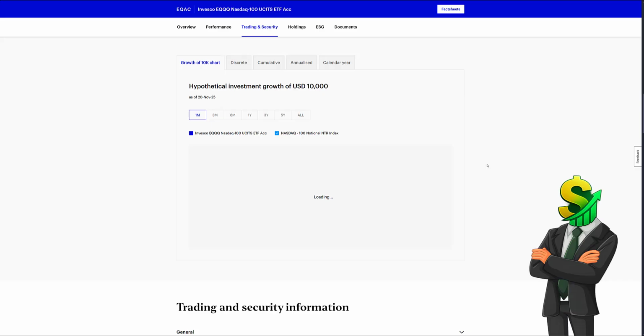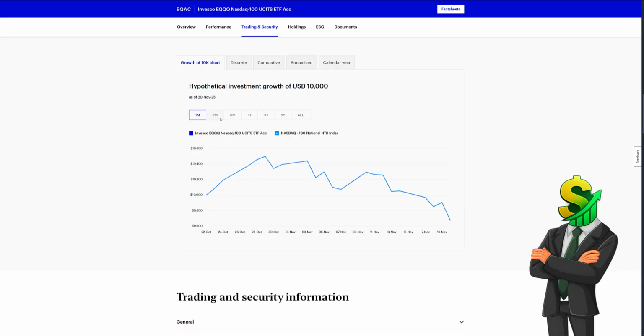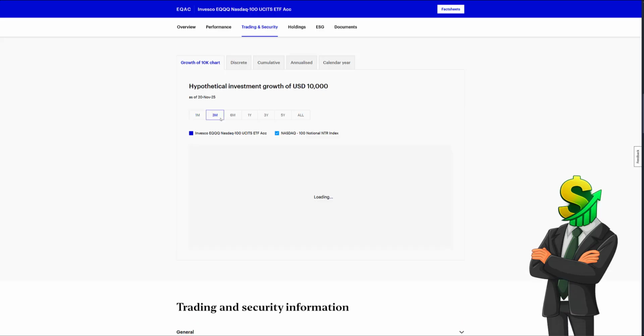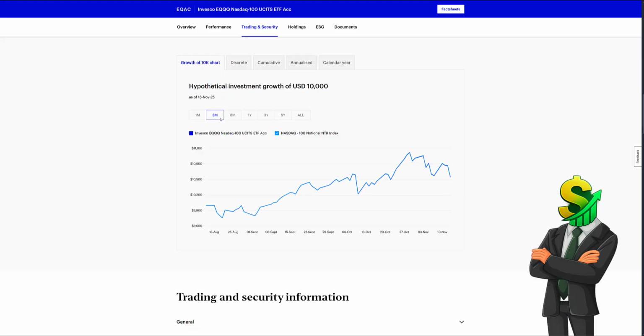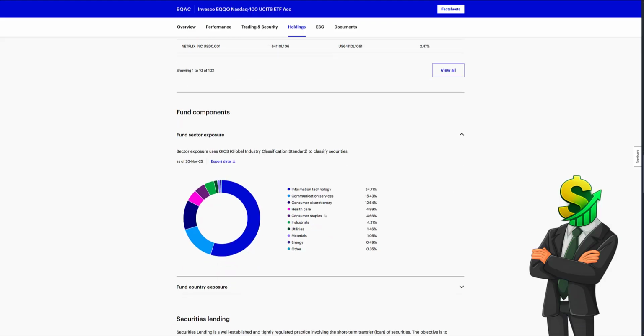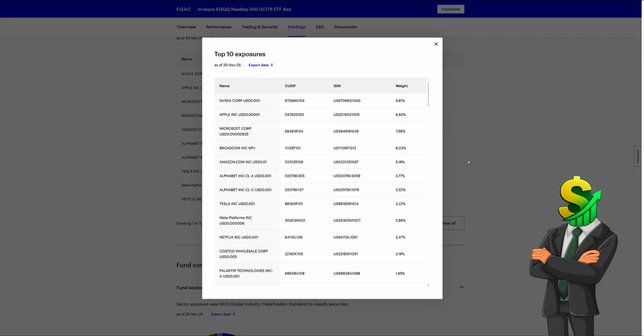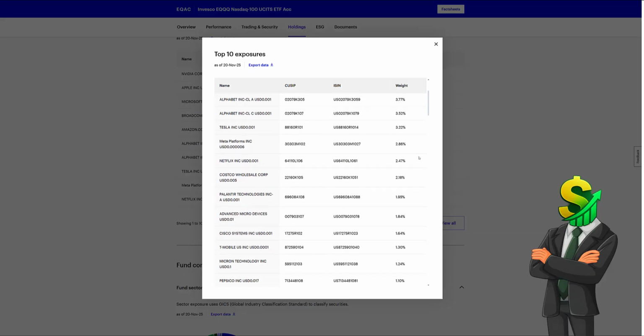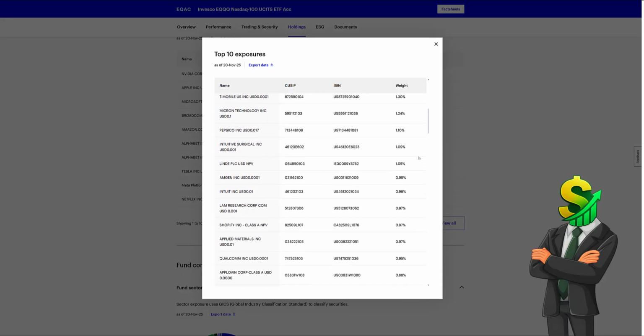EQQQ is incredibly concentrated at the top, which can be good or bad depending on your investing style and risk tolerance. Let's look at the approximate weights currently. Apple is around 8 to 10%, Microsoft is also around 8 to 10%, Nvidia sits at about 6 to 8%, Amazon 5 to 6%, Google, Class A and C combined, is about 8 to 10%, Meta 4.4 to 5%, Tesla 3 to 4%, Broadcom 3 to 4%.